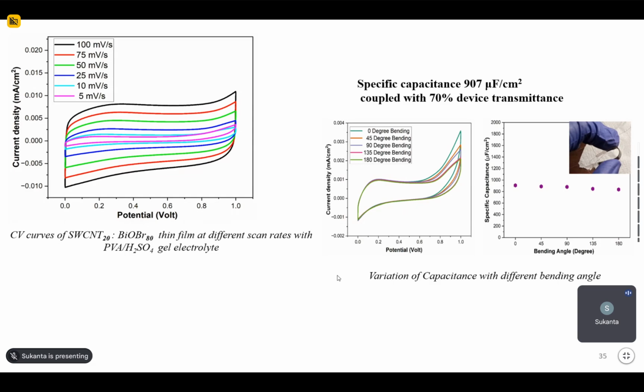So to prepare a transparent supercapacitor, what do we need? We need a transparent current collector. I have shown how to prepare a transparent current collector. I have shown you which types of materials are good for supercapacitors. So here is a transparent supercapacitor. We have prepared 70% transparency with 907 microfarad per centimeter square. Here it is not farad per gram or something. Since it's transparent, we use per unit area. 907 microfarad is a huge capacitance. Even after flexing and bending, you can see there is no such change in the capacitance value.